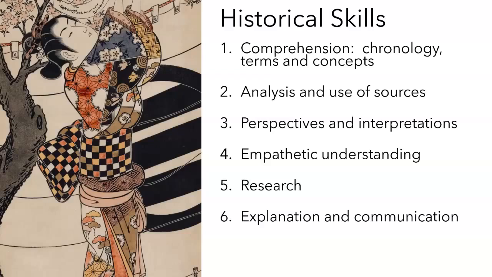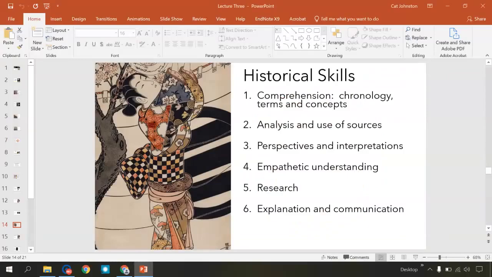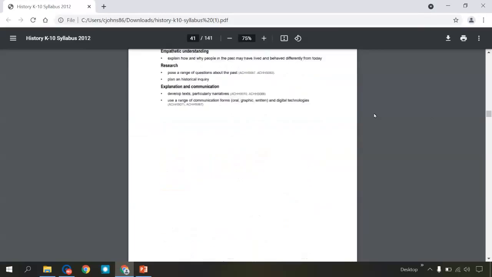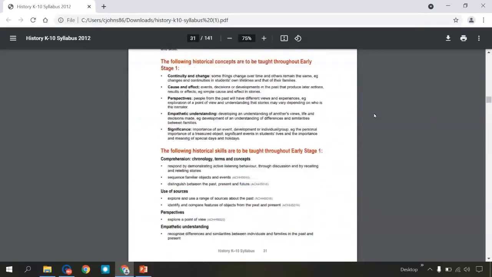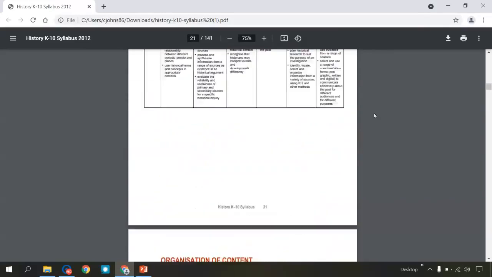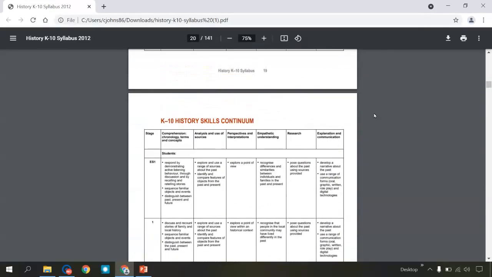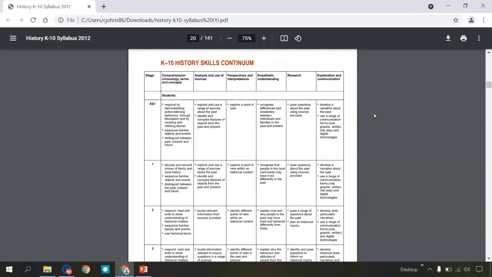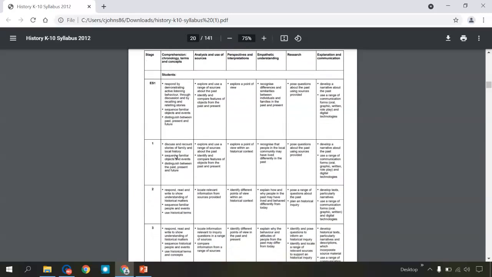So I'm just going to take us out of here for a moment, and I do have to scroll through the syllabus to find what I want. So I apologize for the fast movement of the page. If you can download the syllabus for yourself, the K to 10, go to this page here, which is page 20, and this shows you the history skills continuum. And you can see across the top here that these are the different skills, and this shows the development of them over time. So analysis and use of sources.